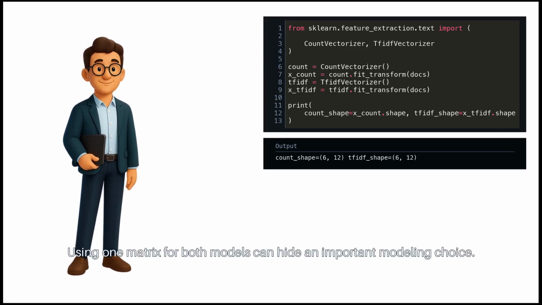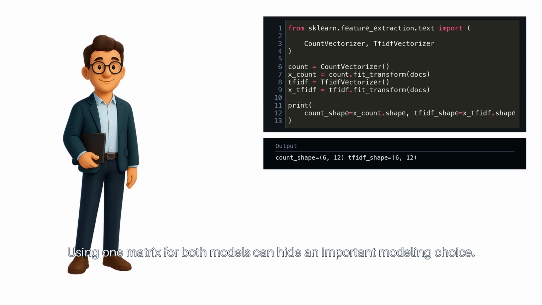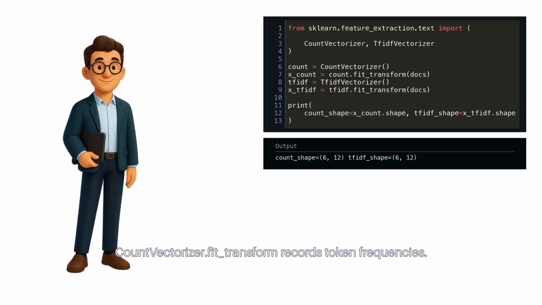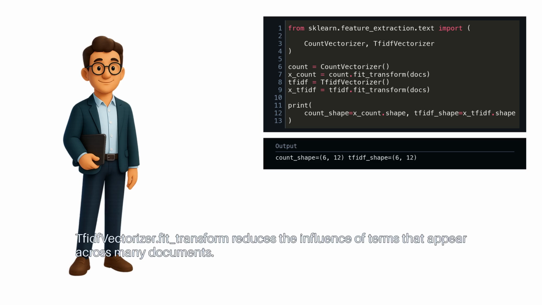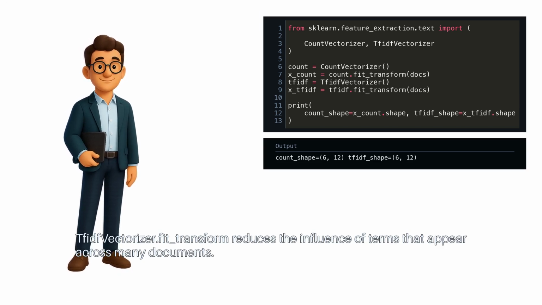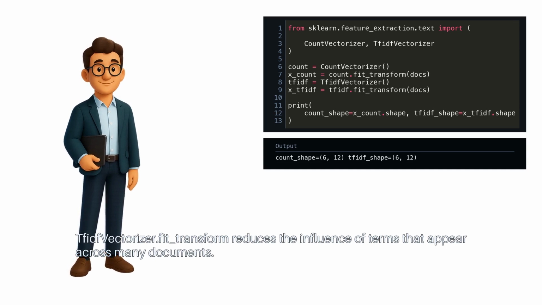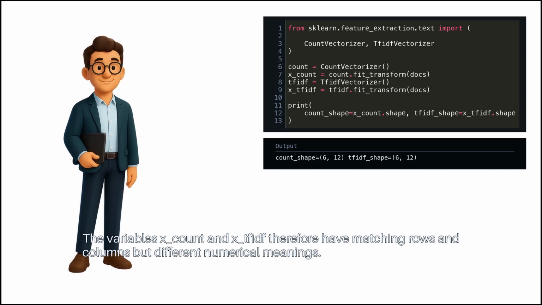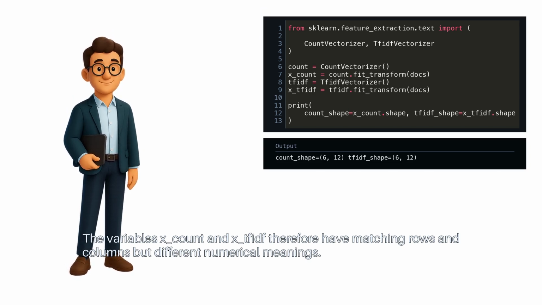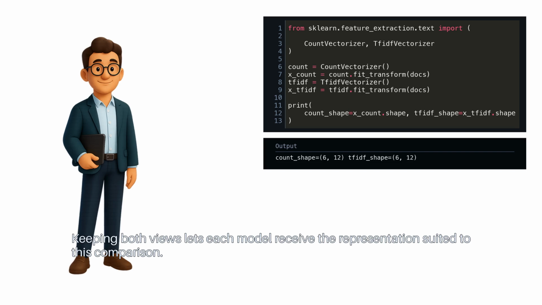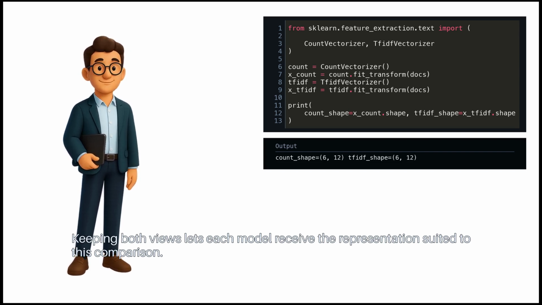Using one matrix for both models can hide an important modeling choice. CountVectorizer.fit_transform records token frequencies. TfidfVectorizer.fit_transform reduces the influence of terms that appear across many documents. The variables X_count and X_tfidf therefore have matching rows and columns, but different numerical meanings. Keeping both views lets each model receive the representation suited to this comparison.